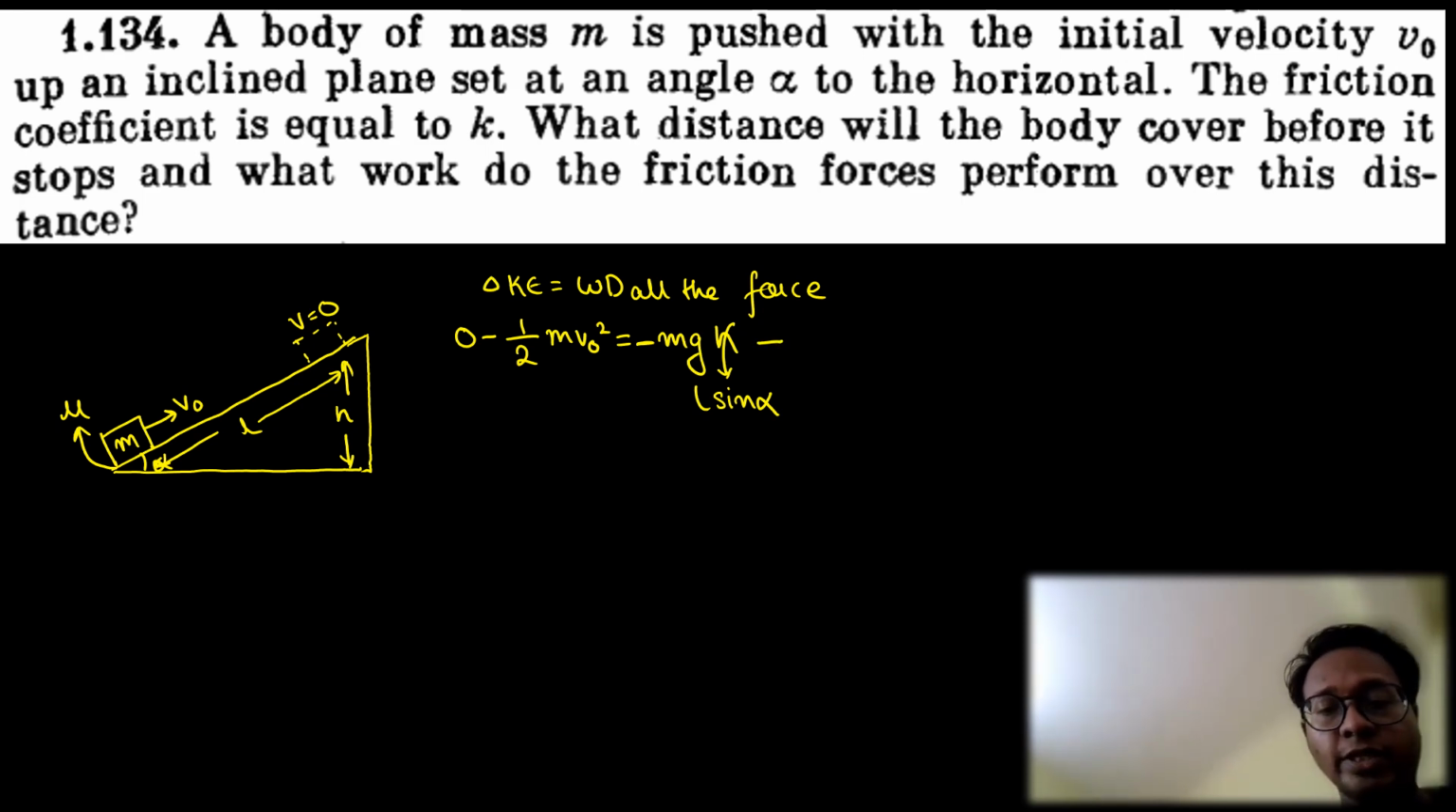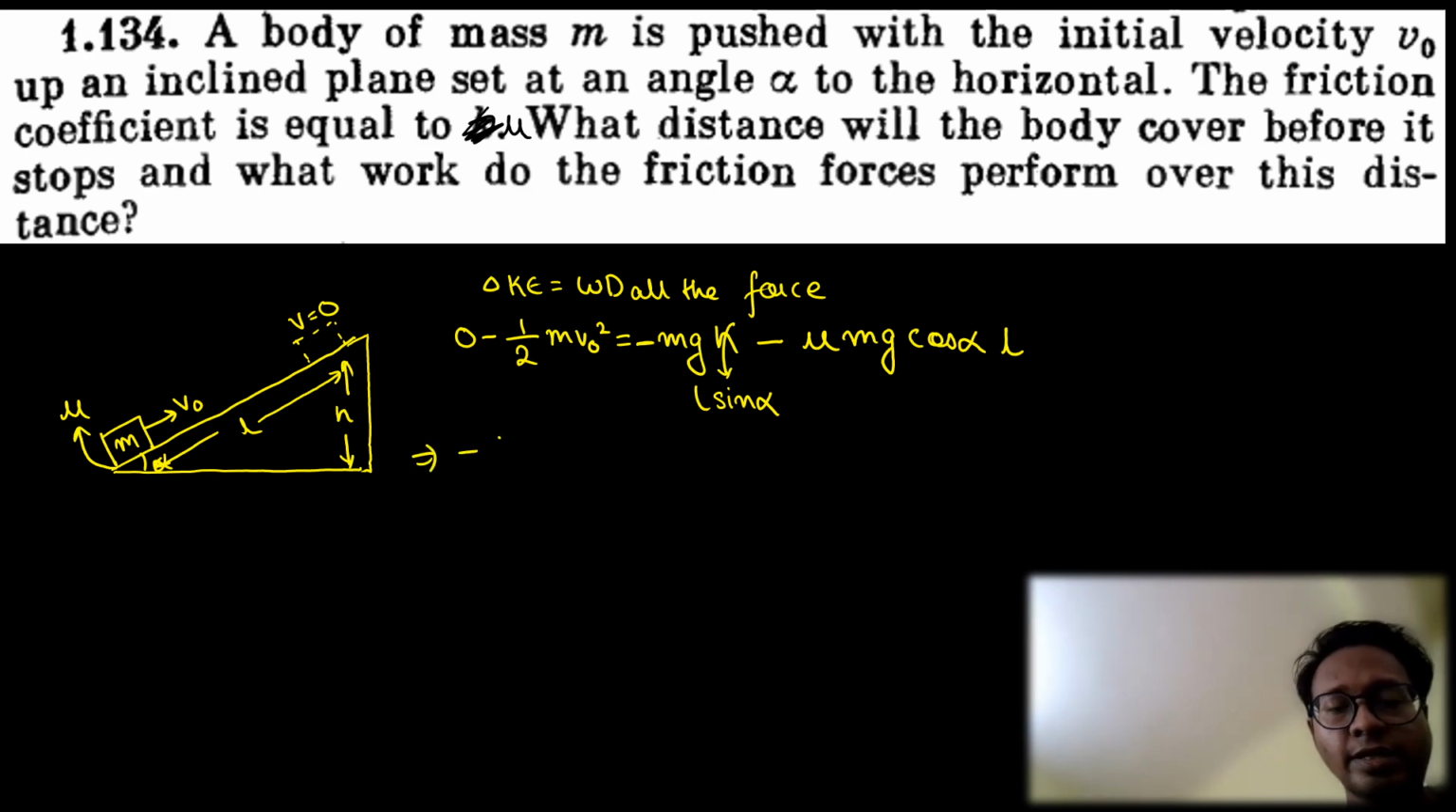And the coefficient of friction. What is the friction force here? Instead of using K, I'll be using mu, so it's better to understand. Mu mg cos alpha, that is the value of friction force. And you have to find out the value of L. L is the distance traveled before it stops.